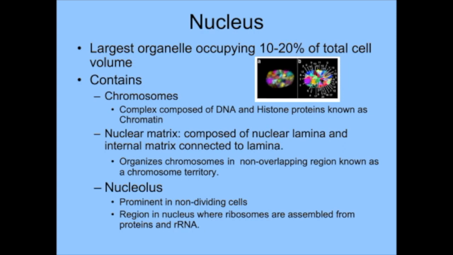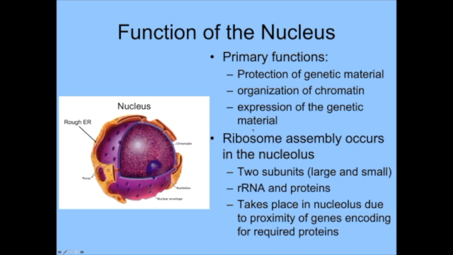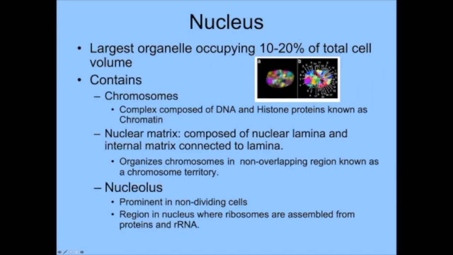The nuclear matrix is composed of nuclear lamina, and an internal matrix is connected to it. This is used to create what are called chromosome territories. Our chromosomes don't overlap each other. So up here in this little picture with all these different colors, here's a colored micrograph. This was done probably with Photoshop. They took an electron micrograph and used coloring on it. But over here, they've taken those colors and given each of the colors a number, and each number corresponds with one of the chromosomes.